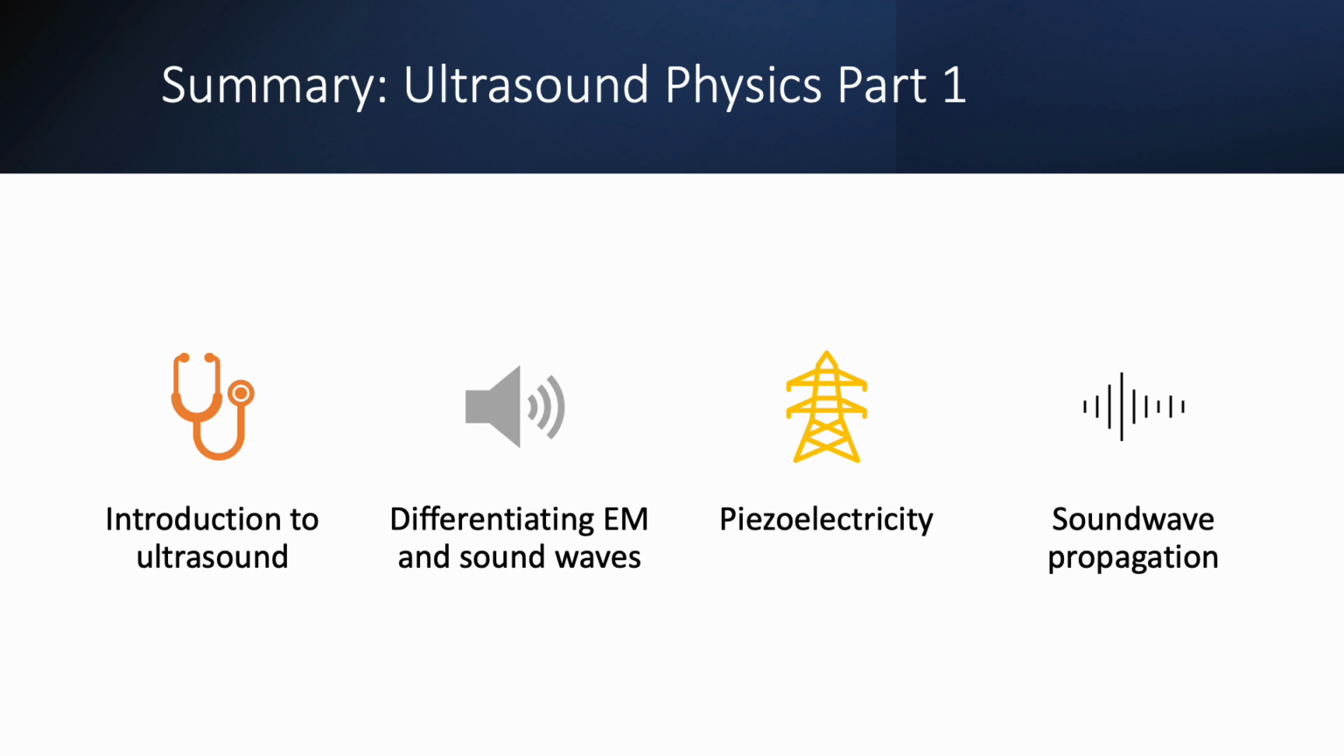So, as a summary, what we've talked about already is an introduction to ultrasound, differentiating between electromagnetic and sound waves. We talked about piezoelectricity and how it generates the sound waves that go through our body and ultrasound mechanics. And then we talked about how sound waves move through tissues. And then in our next physics lecture, we're going to talk about how it interacts with all of the things that happen inside the body to generate the image that we need.